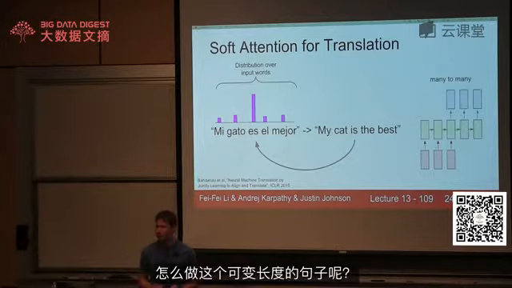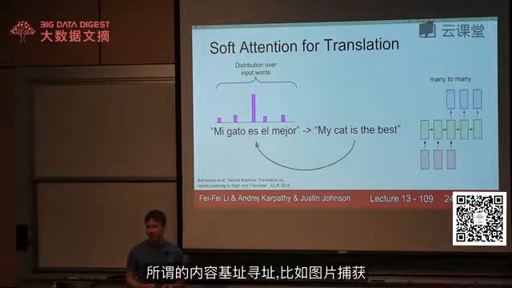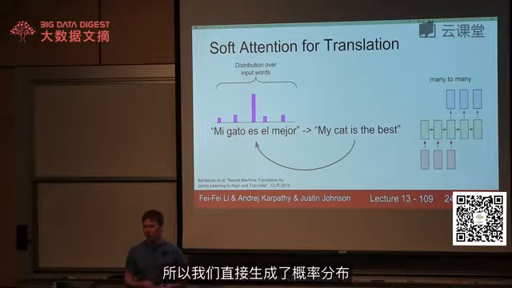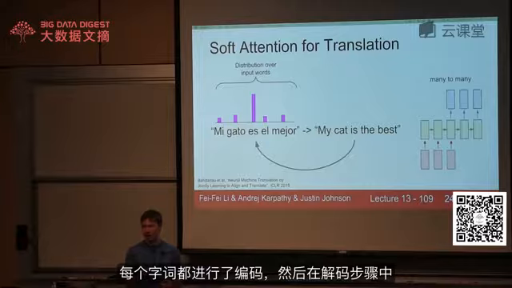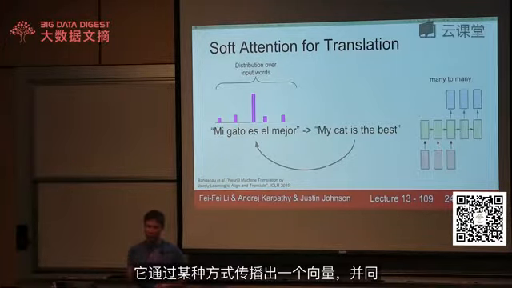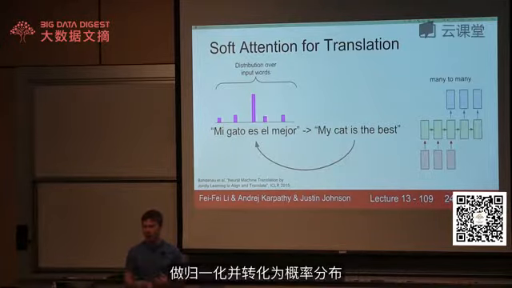Question? How do you do it for variable length sentences? The question is, how do you do this for variable length sentences? And that's something I glossed over a little bit. But the idea is you use what's called content-based addressing. So for the image captioning, we know ahead of time that there's this fixed maybe 7x7 grid. So we just produce a probability distribution directly. Instead, in this model, as the encoder reads the input sentence, it's producing some vector that encodes each word in the input sentence. So now in the decoder, instead of directly producing a probability distribution, it's going to spit out sort of a vector that will get dot producted with each of those encoded vectors in the input. And then those dot products get renormalized and converted to a distribution.